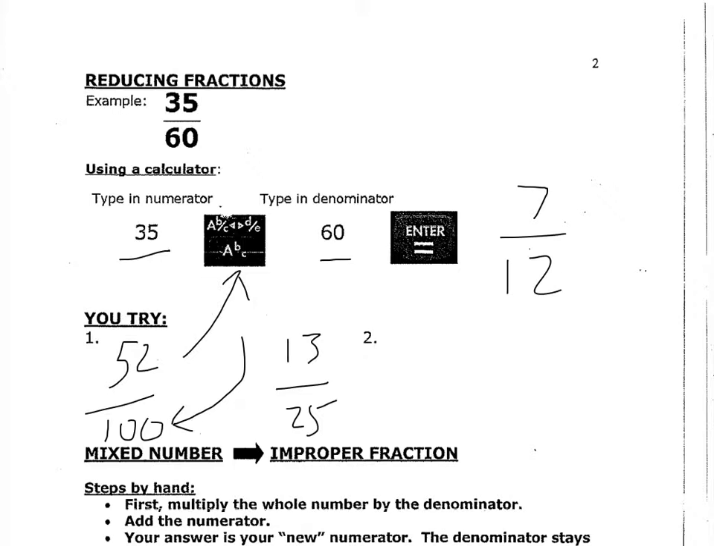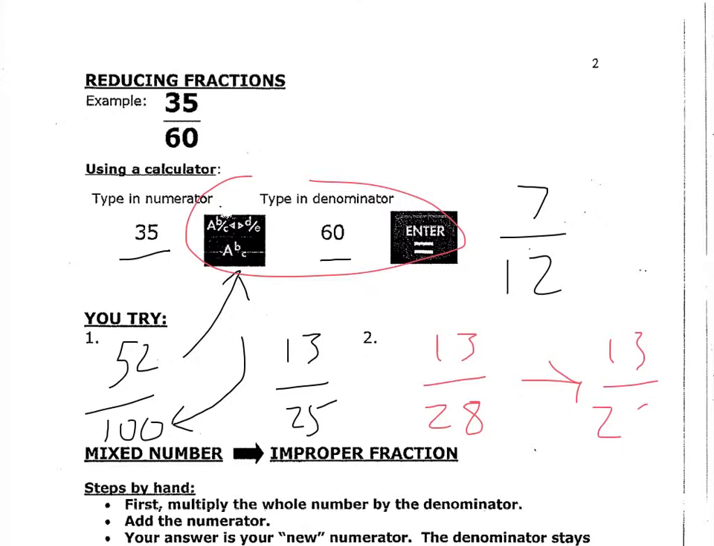Now let's try the next one. This time I'm going to give you 13 over 28. I want you to take a second, go ahead and plug that fraction in using what we just learned up here and see what happens. When it comes out, you should have, of course, 13 over 28. It's already in lowest reduced terms. So this is just a fun little tool on your calculator that can cut out some of that difficulty in reducing fractions.